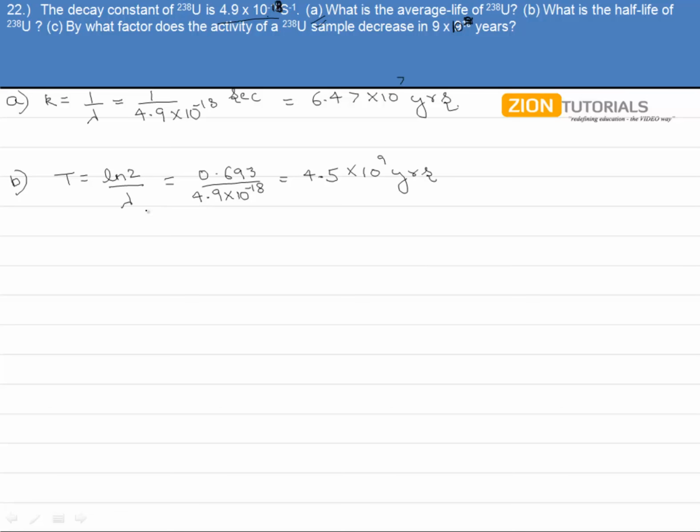Now friends, since we put lambda in second inverse over here, this value will be in seconds. You will be converting it to convert it into years, right?